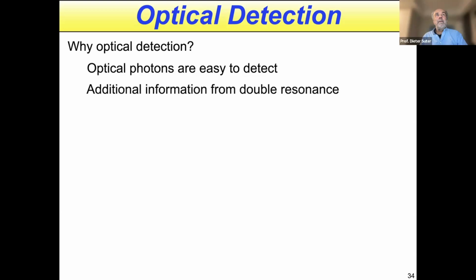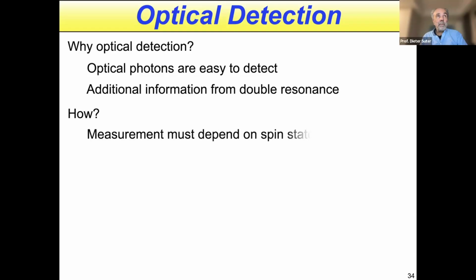So how can we do that optically? First of all, why would we want to do that? I already mentioned that photons are easy to detect, and there is additional information that you can get from double resonance experiments. How do you do that? Well, basically, you need a measurement which depends on the spin state.